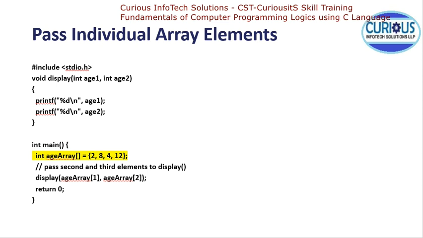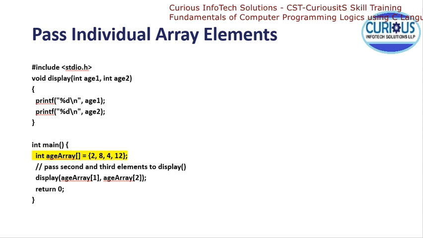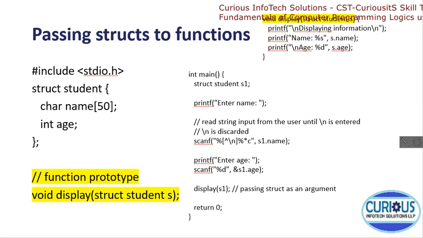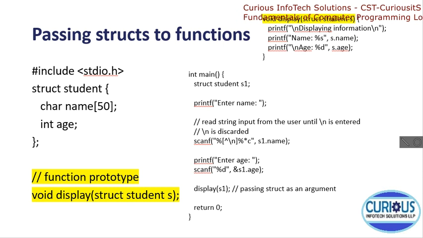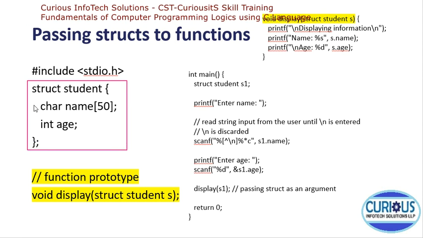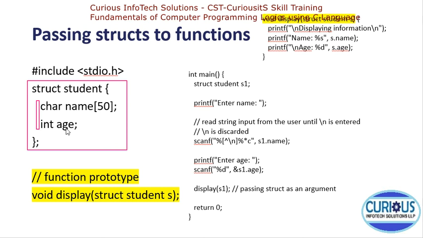Now the slide is about structure. How can we use a function with a structure? Let's say I have a structure of one student. We have made a structure of a student. Now this is struct student with two members: one is the name of this student and the other is the age of this student.